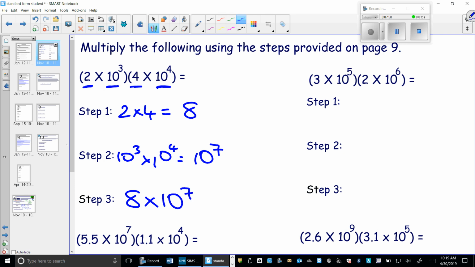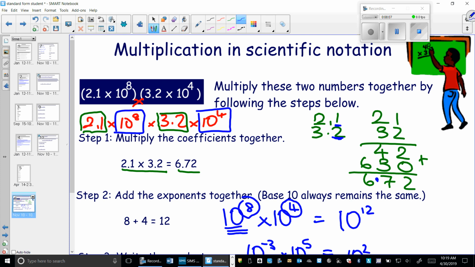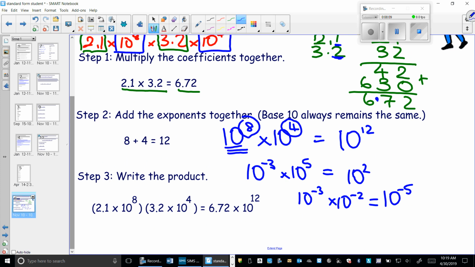Okay? So I know lots of you just went straight to this. Now, remember your calculator. So we did go through the calculator buttons, didn't we? And I got you to write it here.